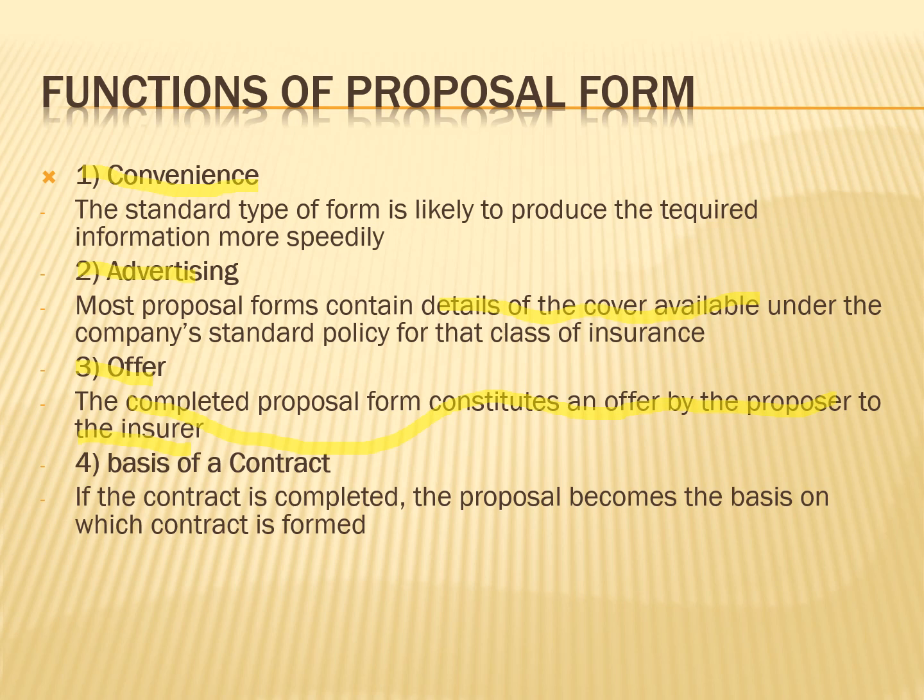Okay, and then the last one, the function of the proposal form: it becomes the basis of a contract. Usually, for all contracts, a proposal must be submitted first to the insurance company. After the proposal form is approved, the contract will be completed, and the contract will be formed between the insurer and the insured parties. So these are the four functions of the proposal form.